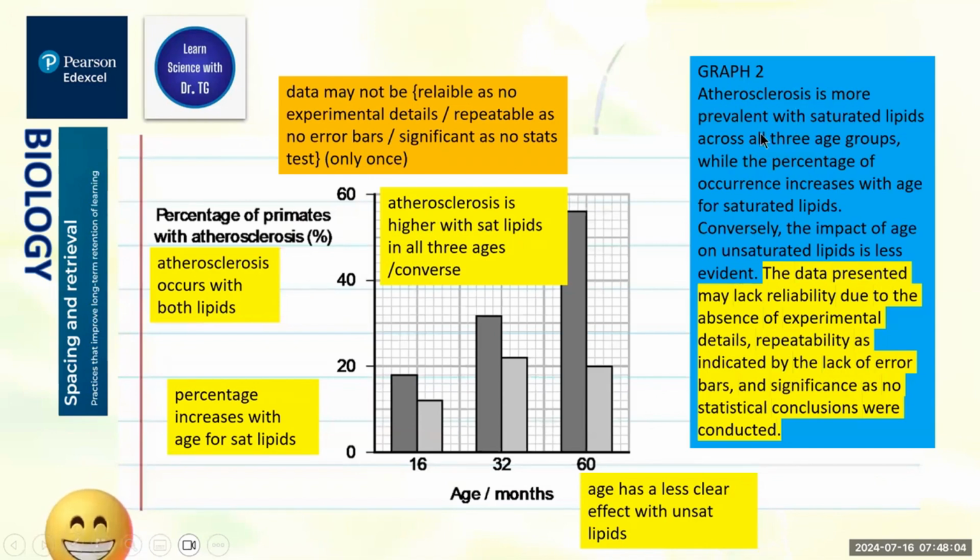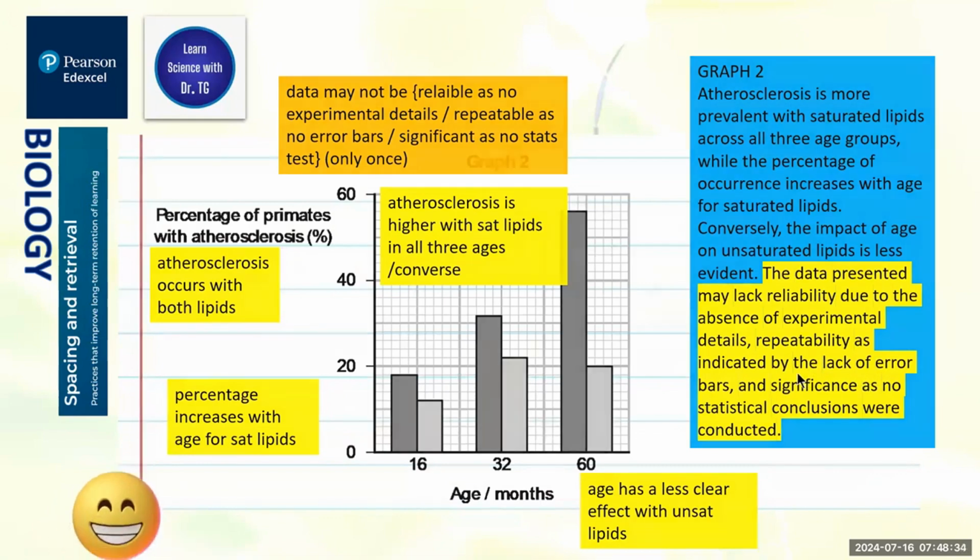Atherosclerosis is more prevalent with saturated lipids across all three age groups, while the percentage of occurrence increases with age for saturated lipids. Conversely, the impact of age on unsaturated lipid is less evident. Then the statistic: the data presented may lack reliability due to the absence of experimental details, repeatability as indicated by lack of error bars, no mean value, statistical conclusion cannot be drawn.